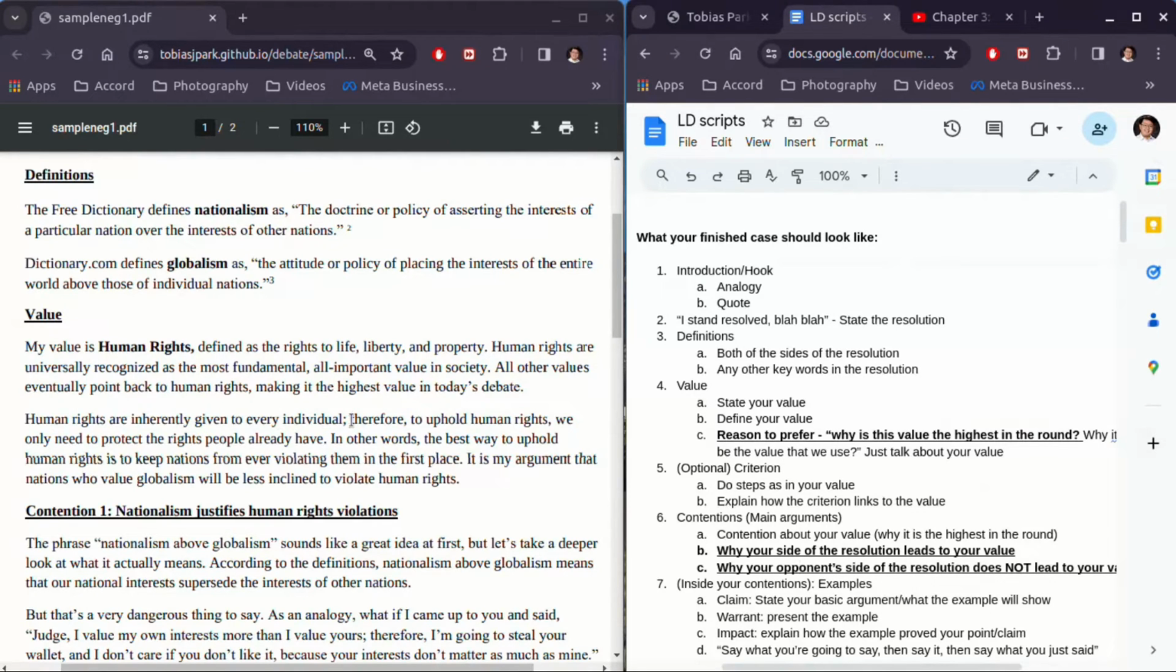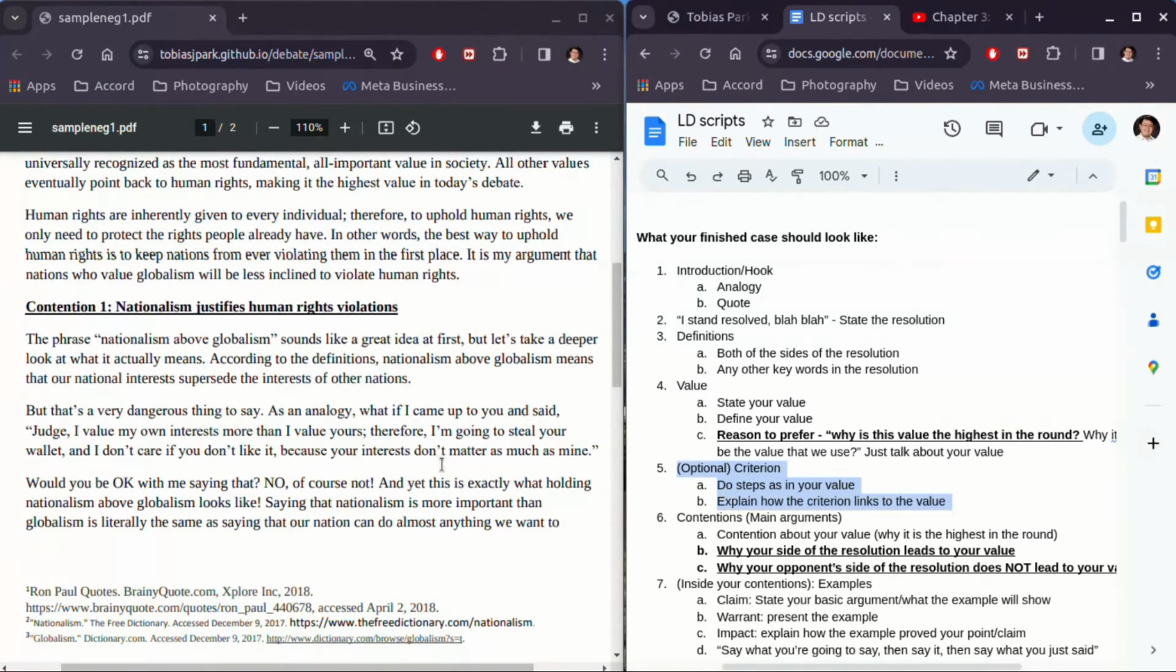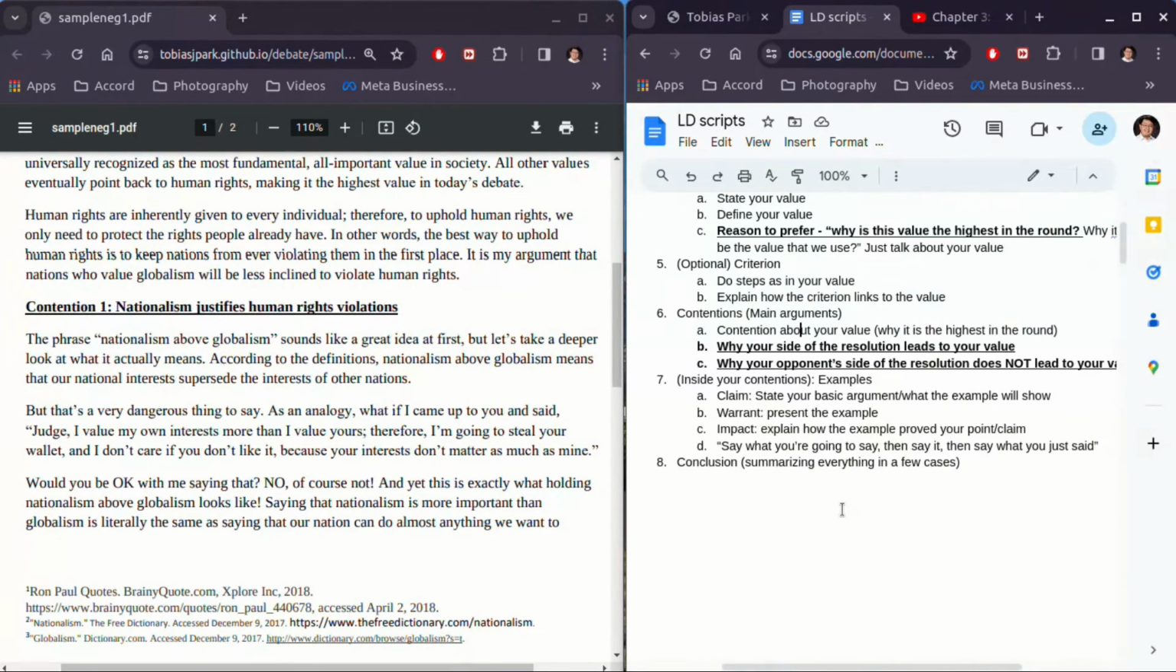Human rights are given to every individual. We need human rights. I'm establishing it as the highest in the round, so that's my value section. I don't have a criterion section in this case, and then I go right into my contentions. So again, like I just said, these are the two main contentions that you need: why your side of the resolution leads to your value, and why your opponent's side does not.